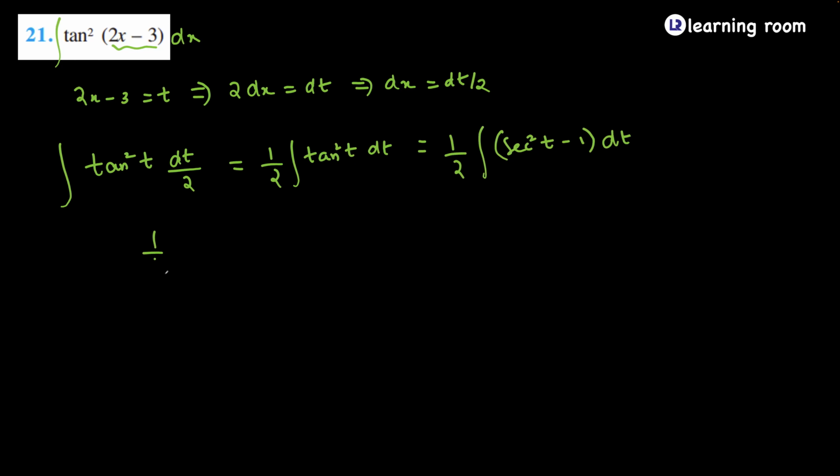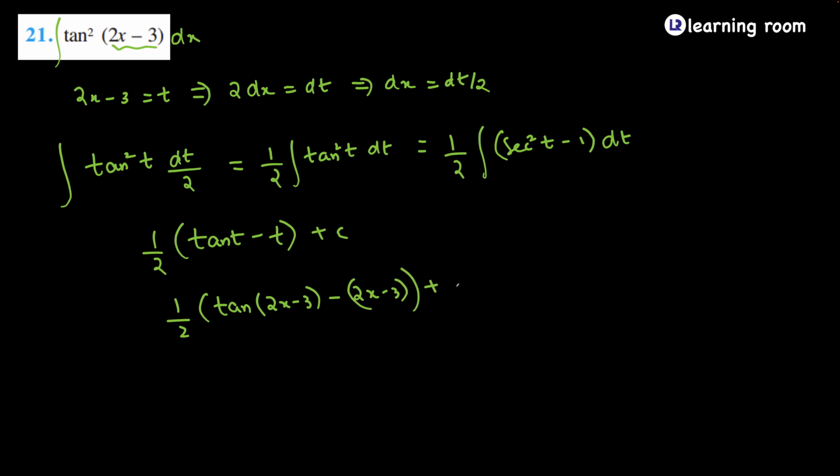Right? So half is left as it is. Integral of secant square t minus integral of dt, t, plus c. So half of tan of, how much is it? 2x minus 3, minus 2x minus 3, plus c. Both are right.